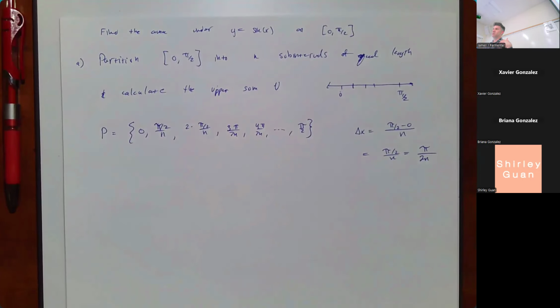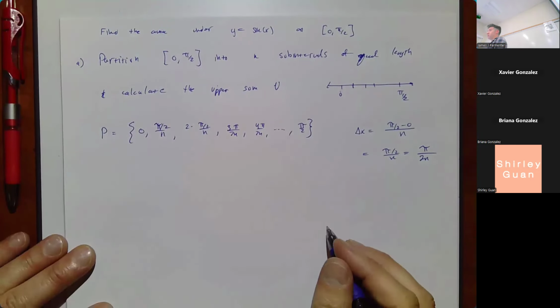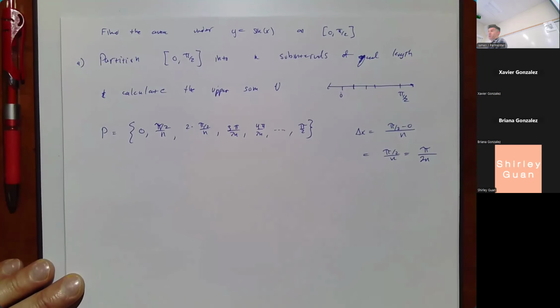I think it's increasing, right? Think about the graph of sine of x, it looks like this. And if a function is increasing, the upper sum is just the sum using the right endpoints, which I have to imagine is by design. So we're just going to calculate the sum using right endpoints.